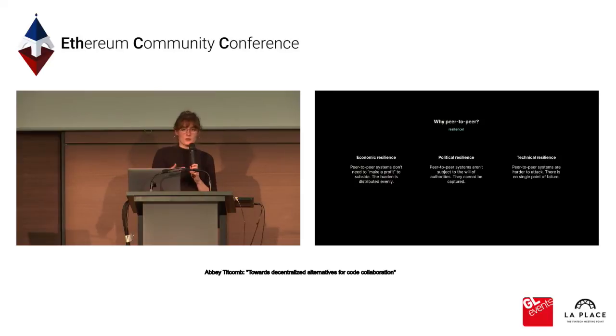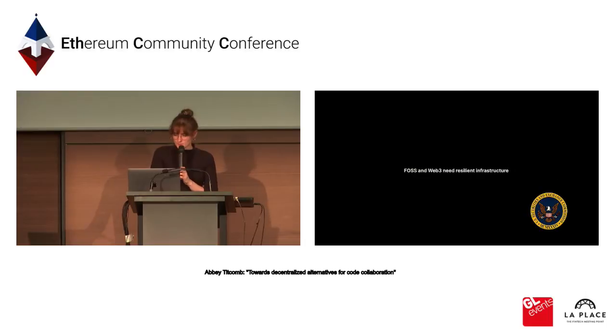So peer-to-peer systems are economically resilient because they don't need to make a profit, and they can distribute the costs of operating or using a system across an entire network. They're politically resilient because they're not subject to the will of authorities, and they also can't be captured. And they're very technically resilient, right? Peer-to-peer systems are harder to attack because there's no central point of failure. So they're really hard to take down. The whole point is that they can survive the zombie apocalypse, right? So they have this robustness that makes them very technically resilient.